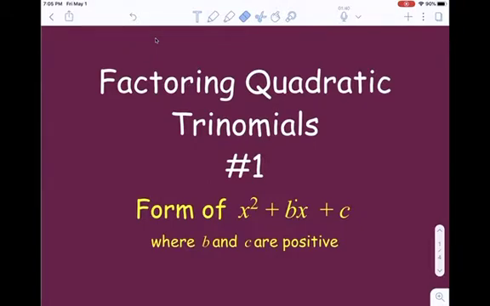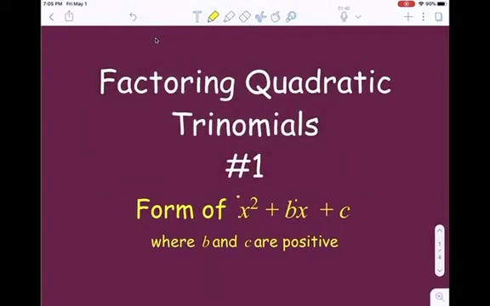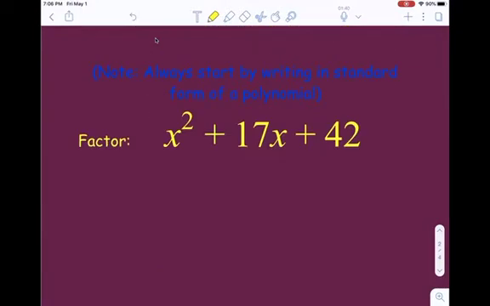So we're going to start by looking at versions of this that have a coefficient of 1 for your leading term, and then b and c are positive. So we're using this ax squared plus bx plus c form. A is always equal to 1 in these versions that we're doing, and then b and c are positive. All right, so let's start looking at this, and then we're going to formulate some ways on how to do this.